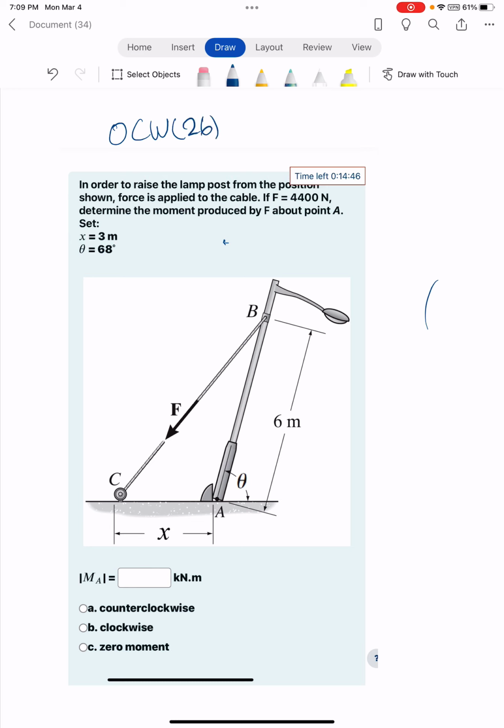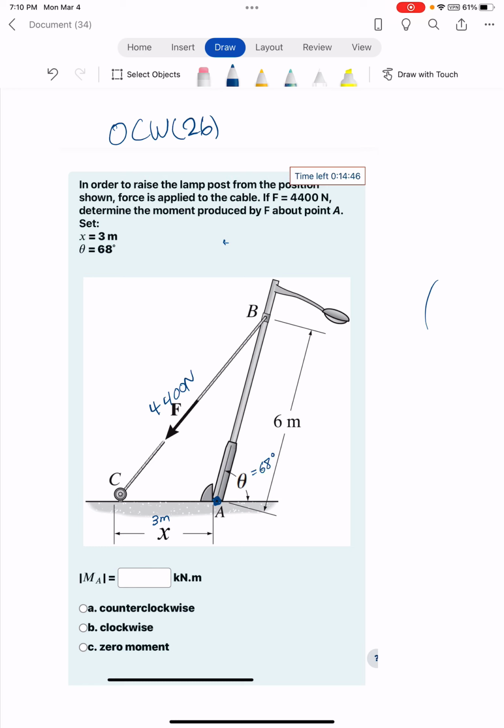Okay, in order to raise the lamp post from the position shown, a force is applied to the cable. This force is 4,400 Newton. Determine the moment produced by this force, 4,400 Newton, at point A. So this is the point that we need to find the moment at. We have X, this is 3 meters, and we have the angle 68 degrees.